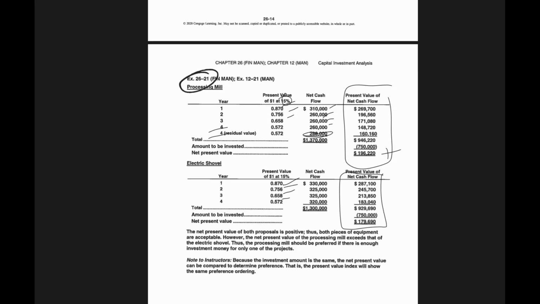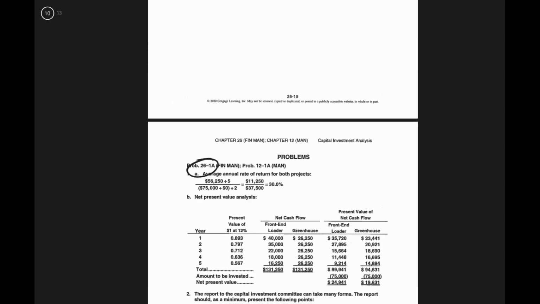So it says determine which equipment should be favored. Both of them are positive. Both pieces are acceptable. However, the processing mill is probably the one that we would want to favor because it's slightly better.